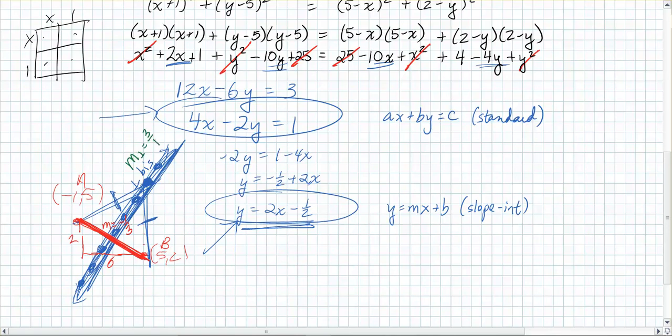Wait, I messed something up here. Down 3 over, oh, sorry, it's down 3 over 6. So that means its slope is negative 1/2. So this one's slope is positive 2 over 1. Well, that's good because that's the same exact slope we get in the mx plus b form.